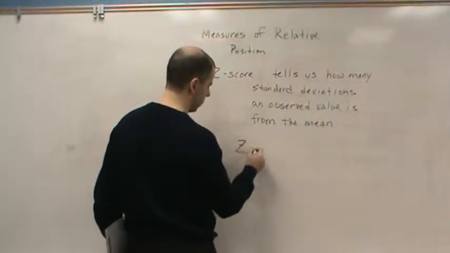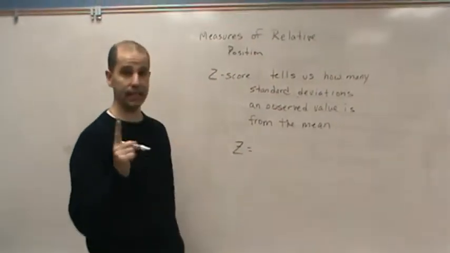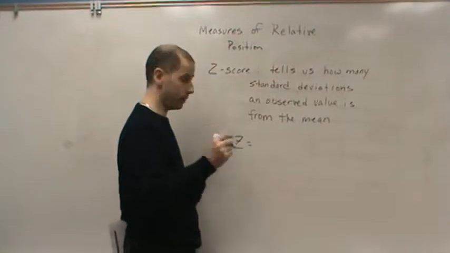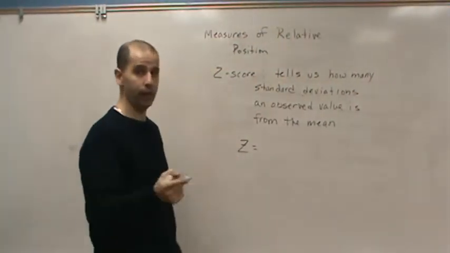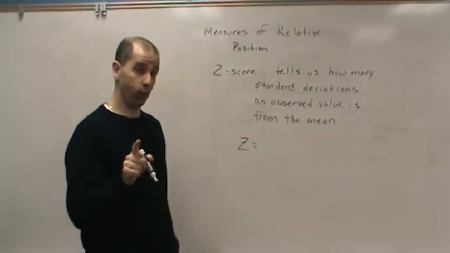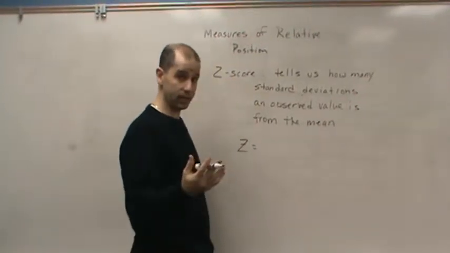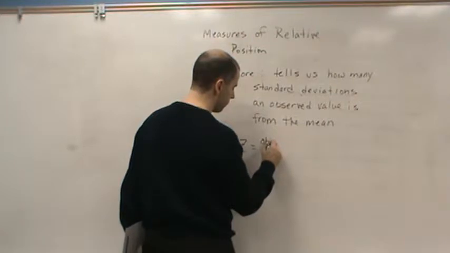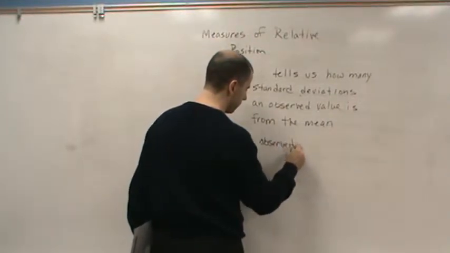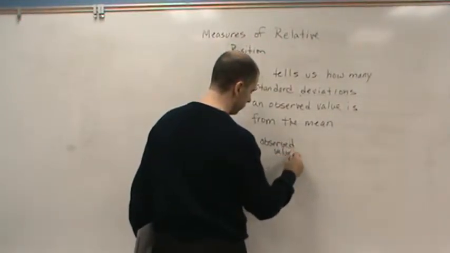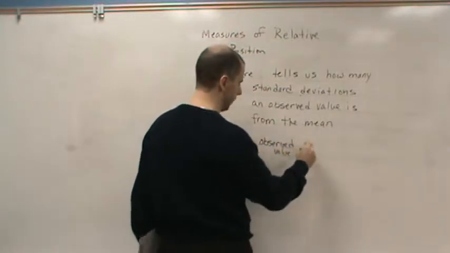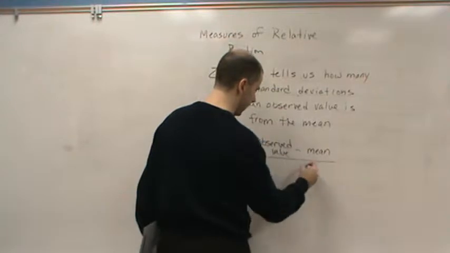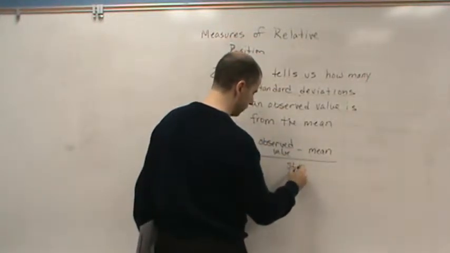You get the z-score by first taking the observed value. So again, this is going to be a mantra you're going to want to memorize because it's going to come up many times in different forms, depending on the context and the situation we're dealing with. So it's going to be observed value minus the mean divided by the standard deviation.